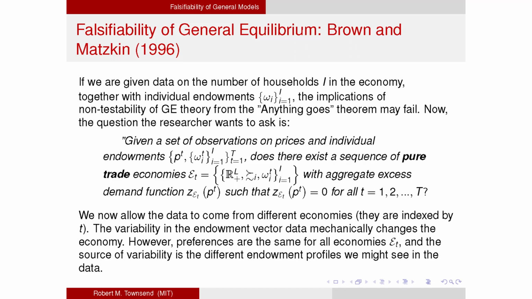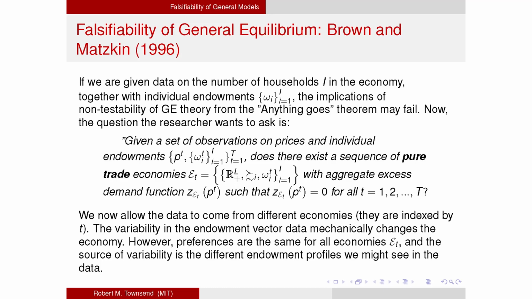Okay, so let's go to general equilibrium in a paper of Brown and Matzkin, which, all things considered, is relatively recent. Suppose we're given a data set on a number of households, capital I, in the economy, and we see their individual endowments. Private ownership economy, omega I, across households, capital I. Then there's something that I'll elaborate in words now called anything goes. General equilibrium theory does not put restrictions on data, anything goes. And that was a killer. That kind of killed the whole subject for a long time because of what I'm saying.